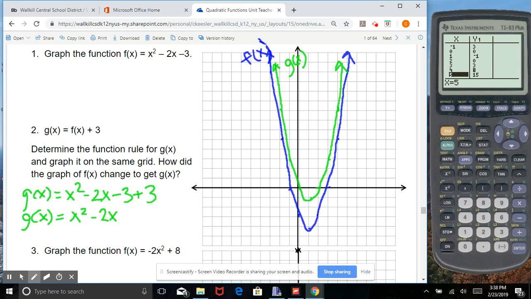If you remember back in the vertex form of the quadratic function, the k shifted the function up or down. So in this case, that plus 3 is like the k value, so it shifted our f of x function up 3. Okay, taking a look at number 3, we're going to do something very similar.